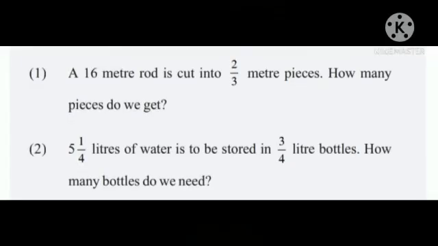This is your homework question. Question number 1. A 16-meter road is cut into 2 by 3 meter pieces. How many pieces do we get? Second question. 1 by 4 liters of water is to be stored in 3 by 4 liter bottles. How many bottles do we need? These two questions you have to do.